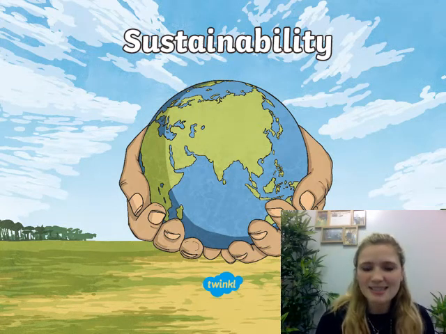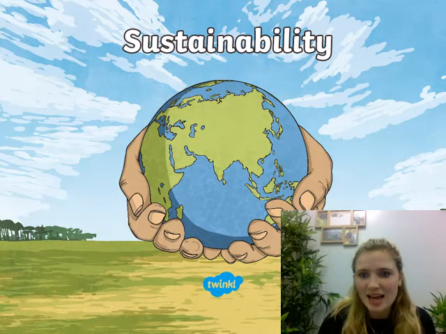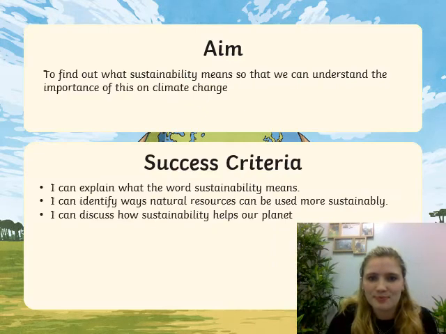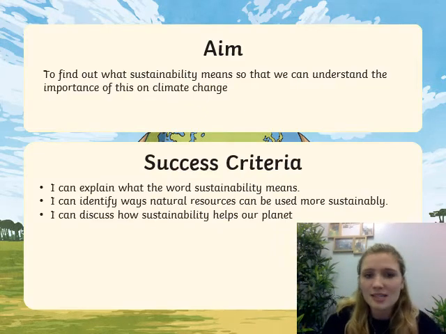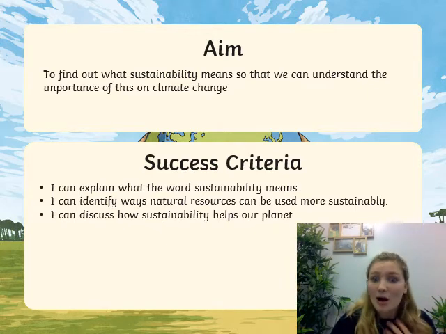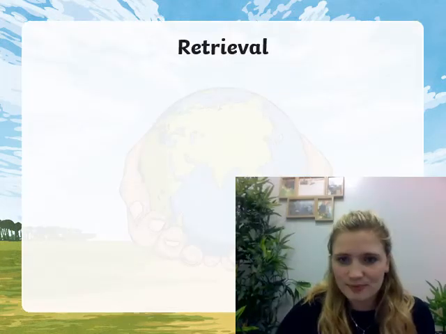So today we're going to be looking at sustainability and thinking about what this means and how this is affecting our planet and what we can do to help. So we're going to be finding out what sustainability means so that we can understand the effect and the importance that this is having on climate change and global warming, and you're going to be thinking about how we can help our planet this way as well.